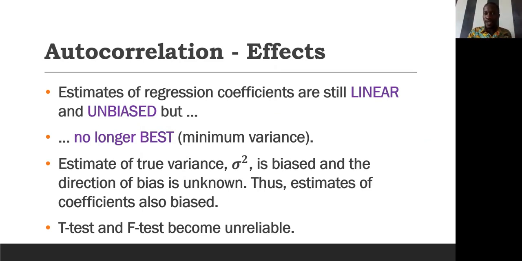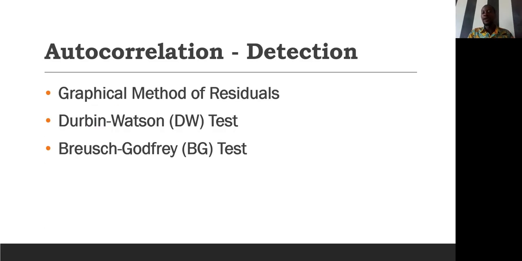One clue I want to give you is that the effects of heteroskedasticity are the same effects of autocorrelation. So there is nothing to worry about. So if you get the effects that heteroskedasticity poses for a model, the same effects are posed by autocorrelation. So you can see that here, the estimates are still linear and unbiased, but they're no longer best. The variance is biased, and so estimates of the coefficients are going to be biased. T and F tests also become unreliable.